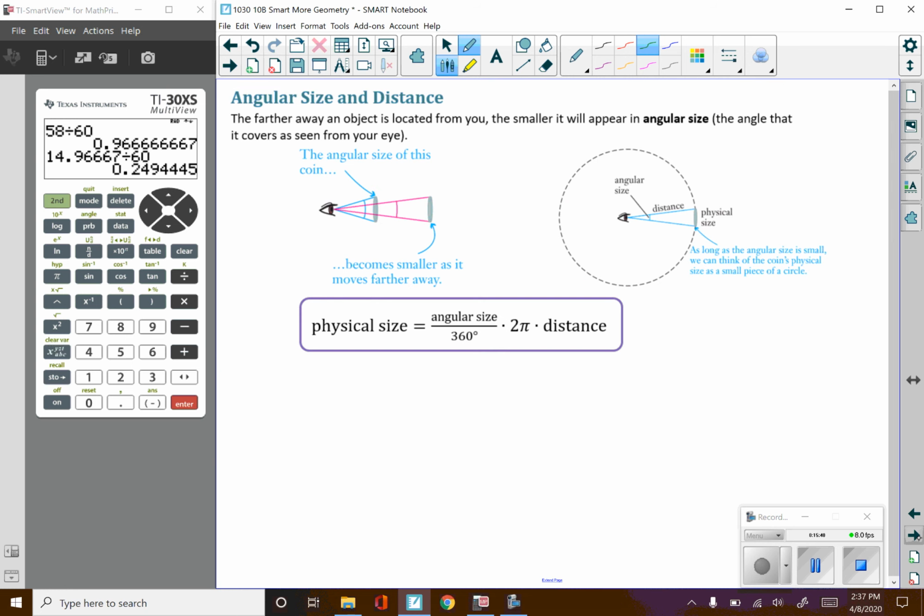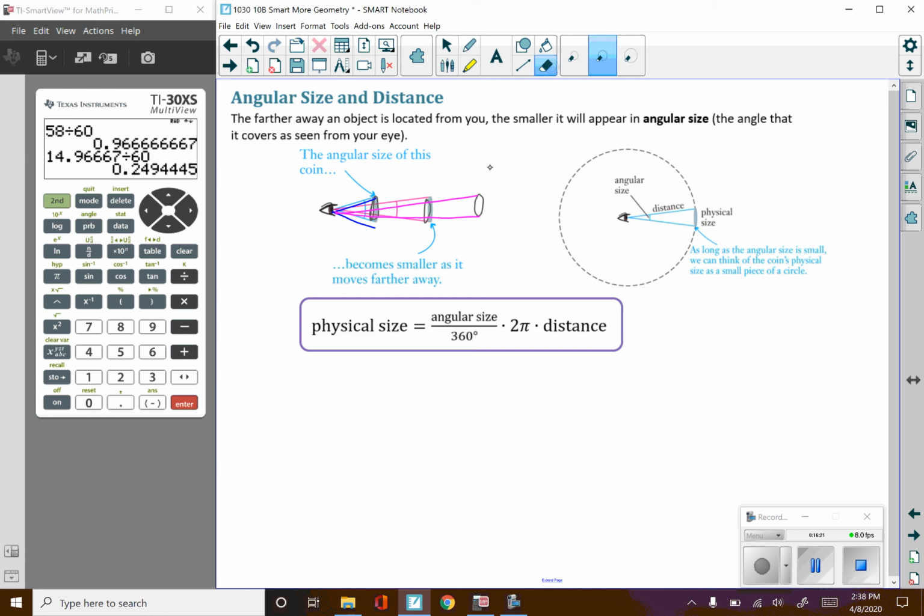Okay, so next topic is called angular size and distance. If you are thinking about looking at an object, the farther away that object is located from you, the smaller that it will appear. And that is called an angular size. Like this diagram right here, it has a coin. If it's relatively close to your eye, it has a large angular size. If you pull that coin farther and farther away, the coin stays the same size, but that angular size is getting smaller and smaller and smaller.